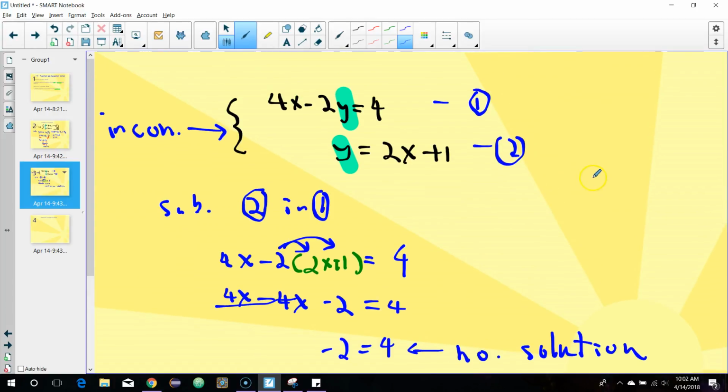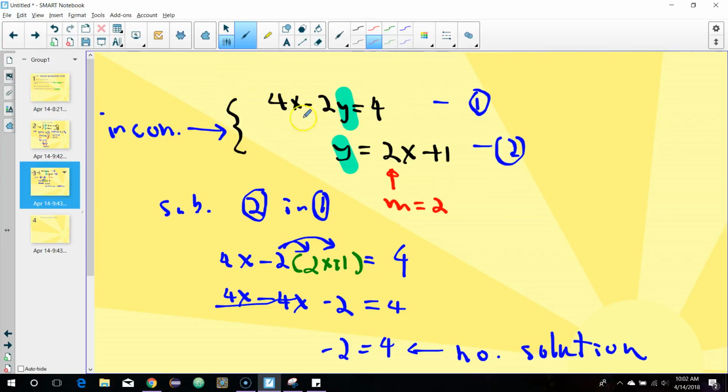Another way to do it is just to check if they're parallel or not. If we're going to check if it's parallel or not, we can check their slope. Remember that the slope over here is going to be 2. Y is equal to mx plus b, so m is equal to 2. So for the second equation, the slope is equal to 2.